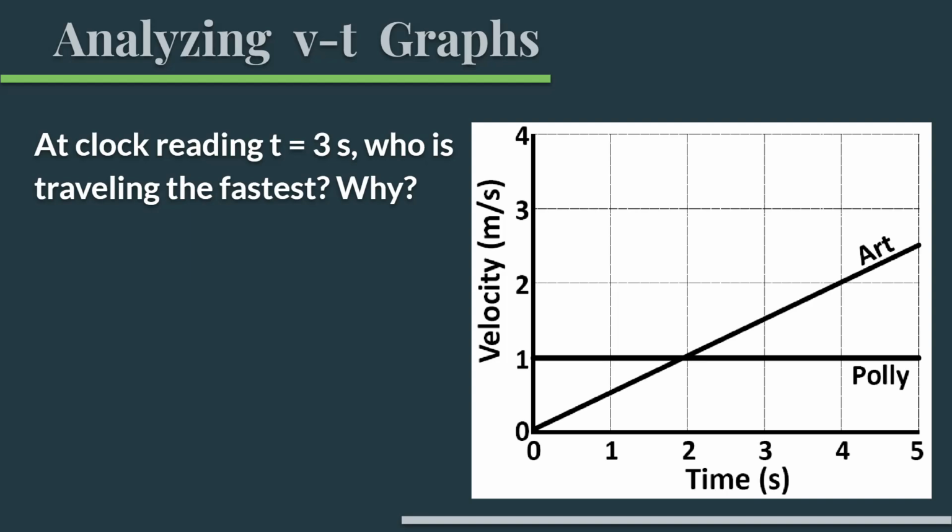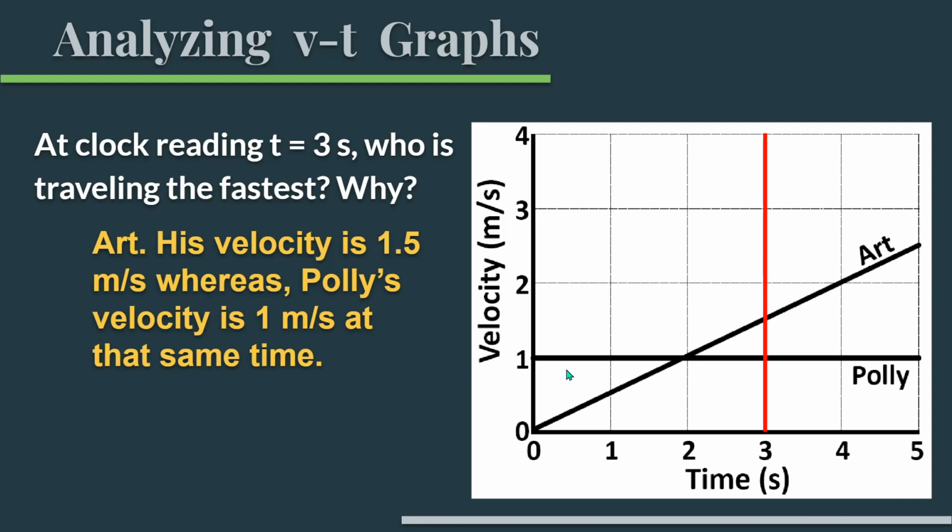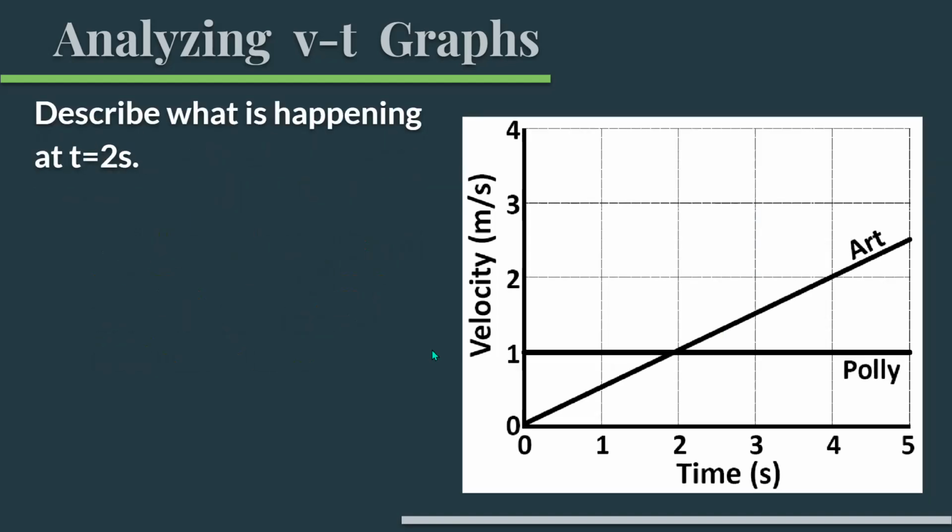You thought right. Art is traveling fastest at 3 seconds because he's traveling about 1.5 meters per second, whereas Polly is only traveling 1 meter per second. All you have to do is look at the y-axis at that point in time, which sounds like it's what you did. So again, you can look at those 2 points. Art, we just said that. What happens at 2 seconds? Again, turn and ask your neighbor. You have 21 seconds to discuss.